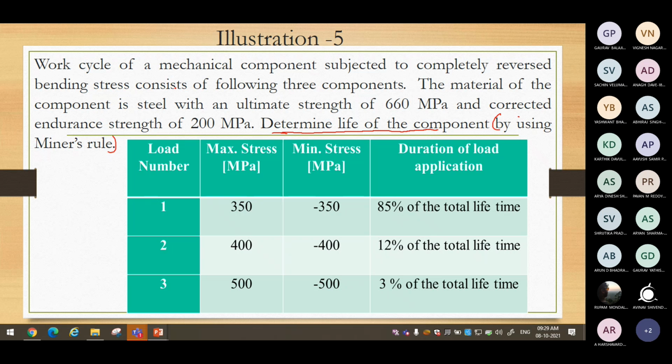Okay. So the question starts with the work cycle of a mechanical component. What the component is, is not mentioned. Some mechanical component, maybe a machine component or related to any other tools or any practical design component. Its work cycle has been mentioned. The component is undergoing completely reversed bending stress, a very important piece of information for you. Don't ignore such words from the statement.